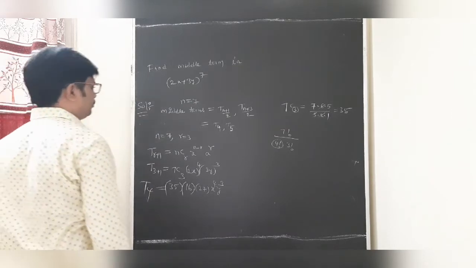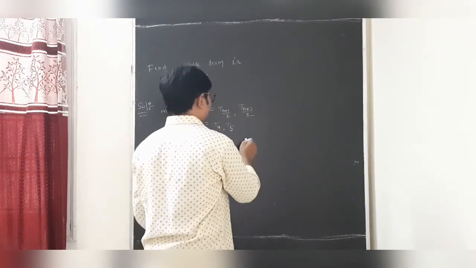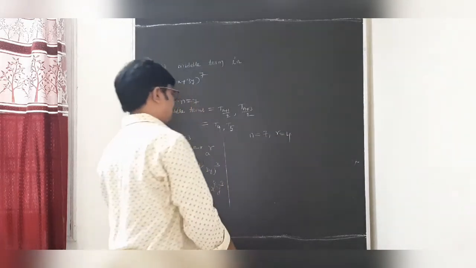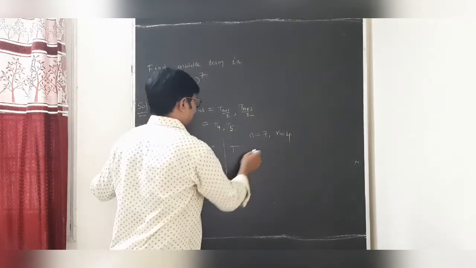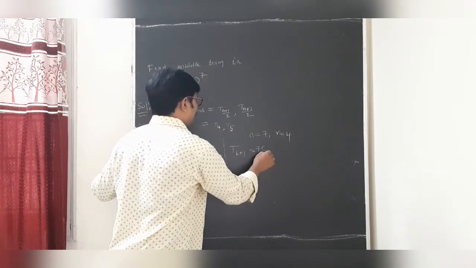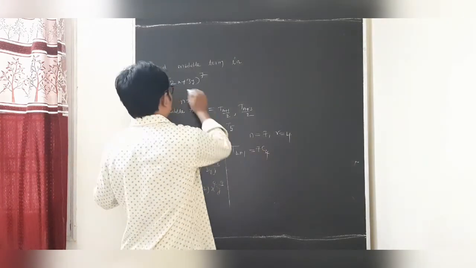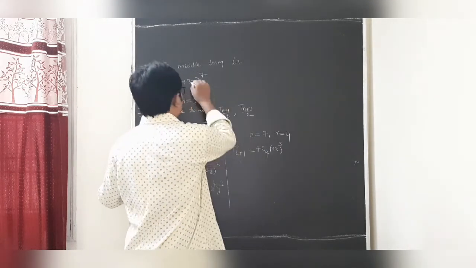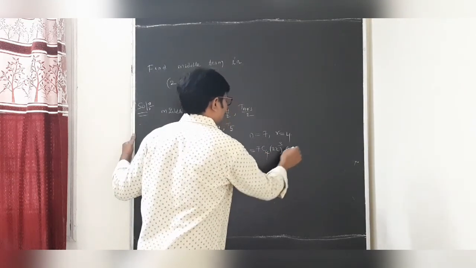Now students, we have to find T5. The n value is always 7, and the r value is 4. What is the formula? T(r+1), that is 4 plus 1, is 7C4 (2x)^(7-4), which is (2x)^3, and a is 3y, so (3y)^4.